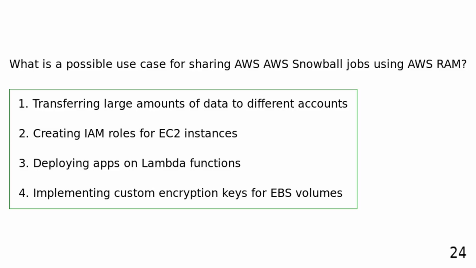What is a possible use case for sharing AWS Snowball jobs using AWS RAM? Transferring large amounts of data to different accounts. Creating IAM roles for EC2 instances. Deploying apps on Lambda functions. Implementing custom encryption keys for EBS volumes.